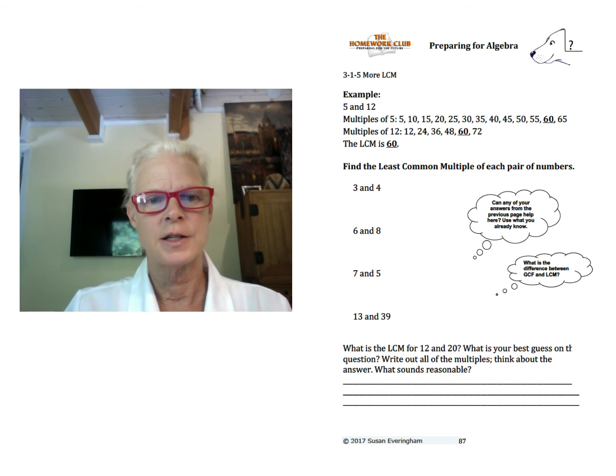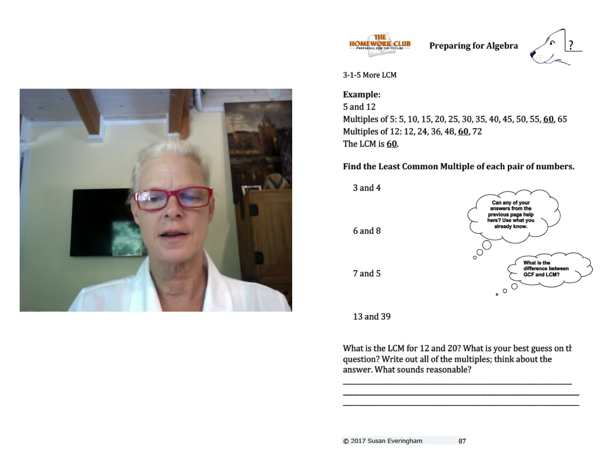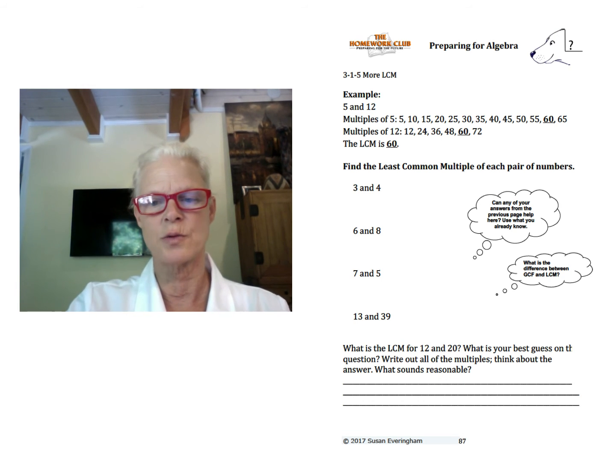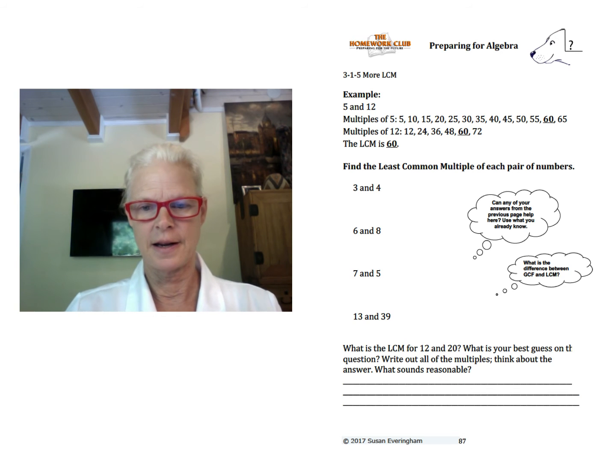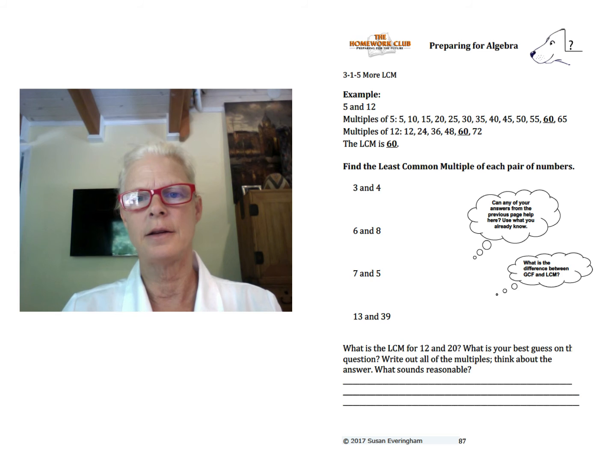All right? So go ahead and finish page 87 and answer the questions here. The bottom question is, what is the LCM for 12 and 20? What is your best guess on this question? And write out all of the multiples. Think about the answers and what sounds reasonable. All right? Great. And we'll see on page 88.